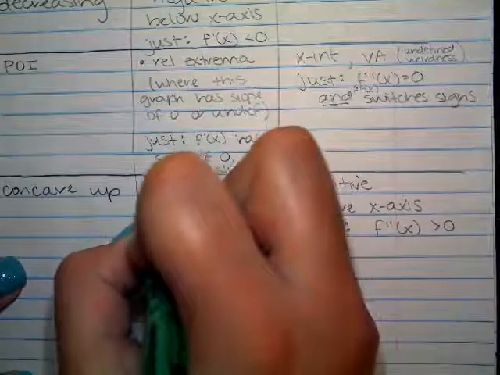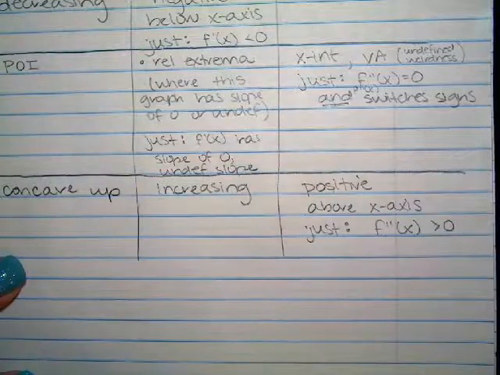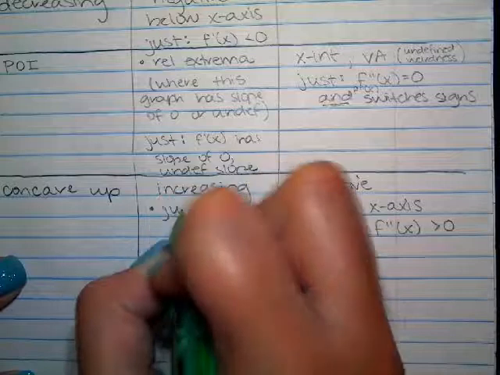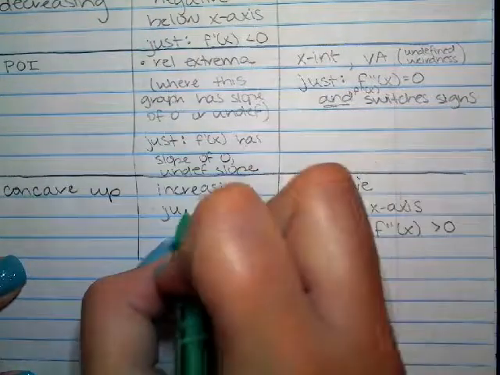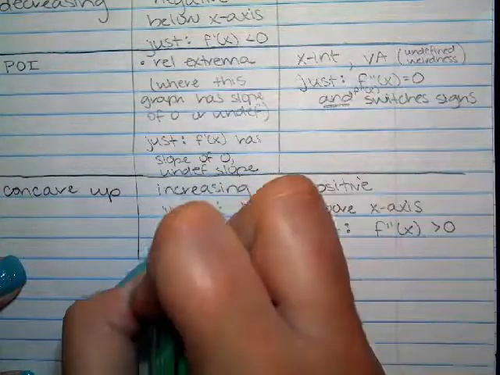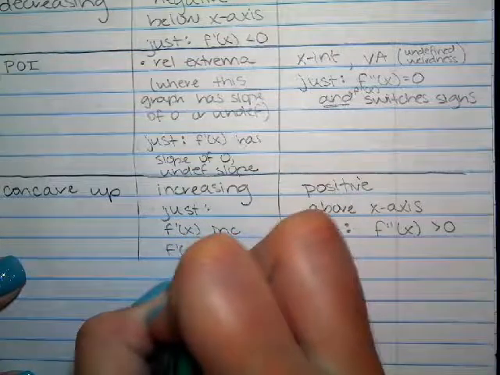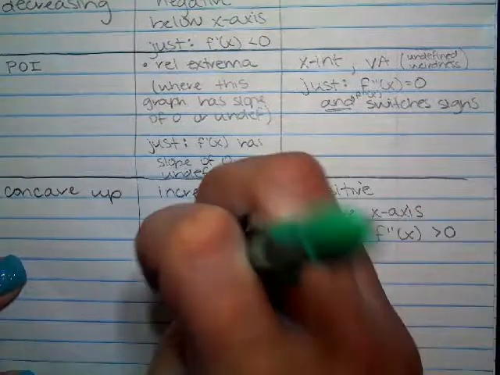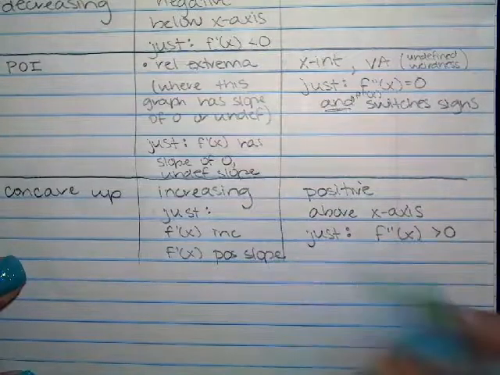And so our justification here is we could say f prime of x is increasing, or we could say f prime of x is greater than 0, not greater than 0, is positive slope. Okay, does that make sense?